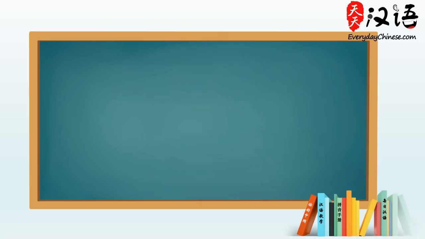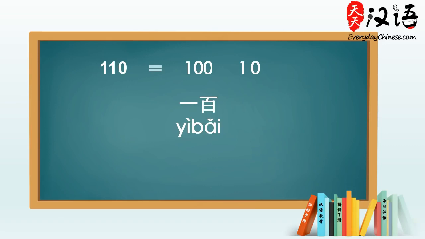And how would you say 110? 100 is 一百, then say 10. 10, as you know, is 十. But here, we can't simply say 十 for 10. Instead, we should be more explicit that there is one ten. So, we should say 110 is 一百一十, literally one hundred, one ten.